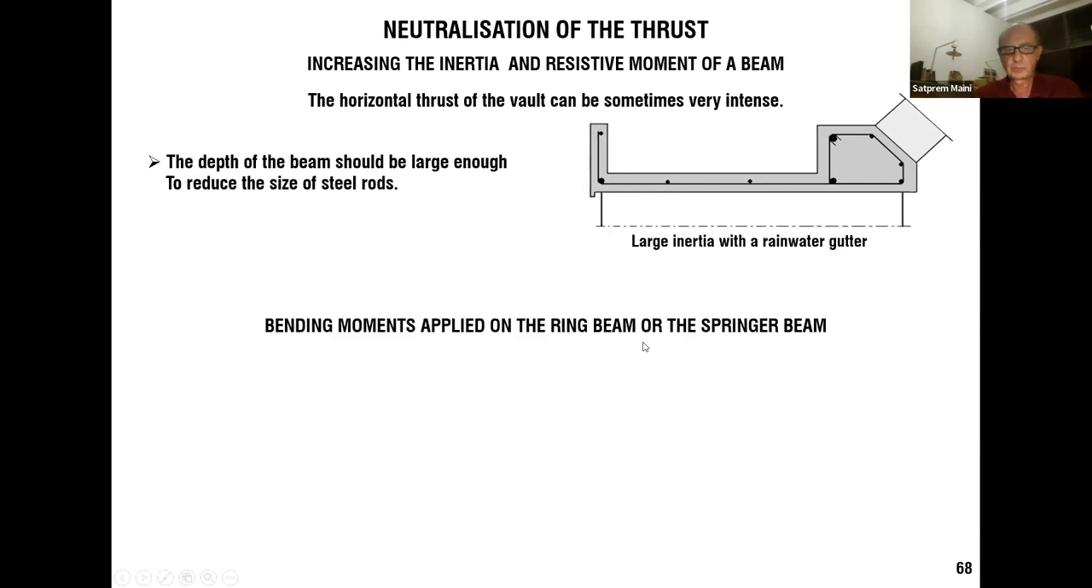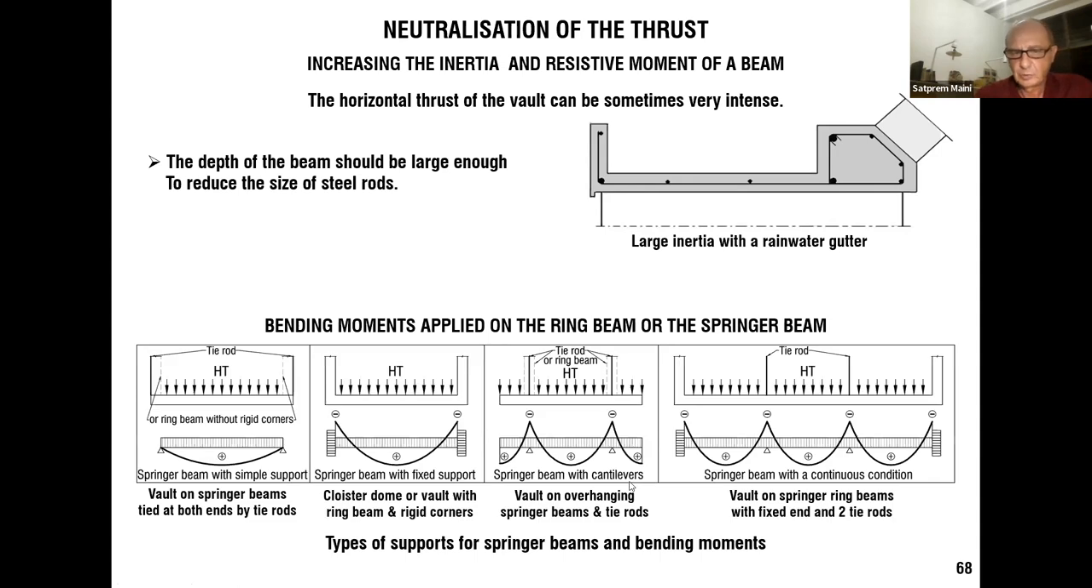So now we have to see the bending moments applied on a ring beam or a springer beam. These are the main types of bending moments you can get. So you have the case of a simply supported beam on the walls. This is a springer beam with fixed support. This will be a square beam for a dome, for example. This will be a vault with two thrust rods with inverted moments like this, and then a multi-case with two tie rods here, thrust rod and square shape for the room.